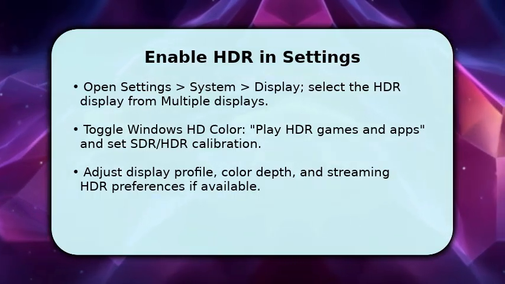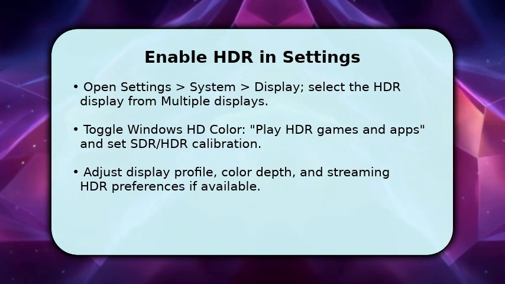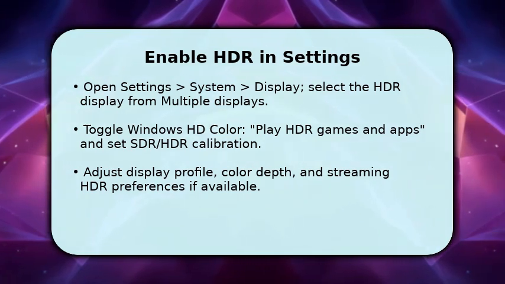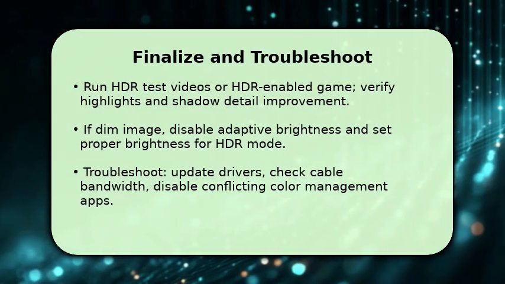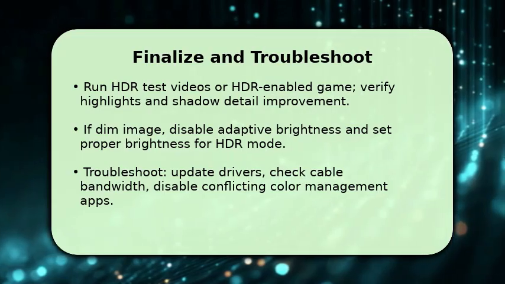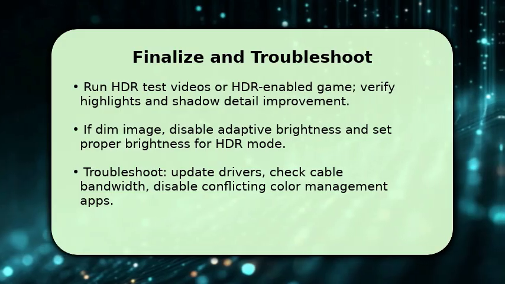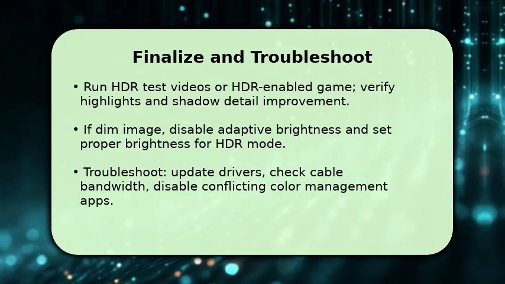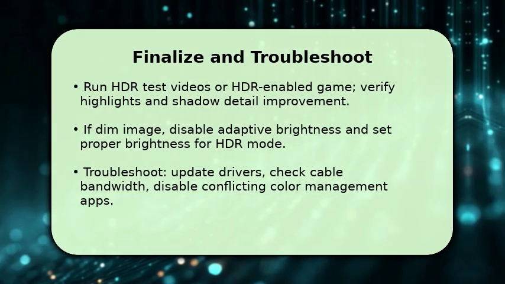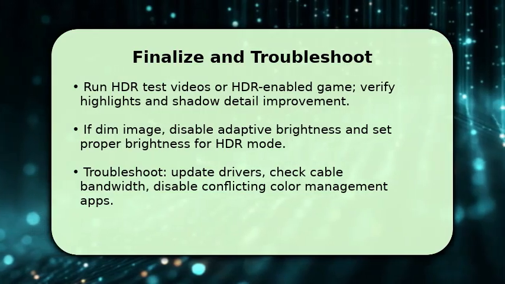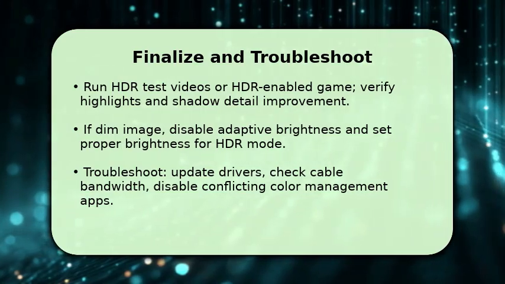After toggling, test with HDR content to confirm visible changes. Finish by testing HDR content. An HDR video or game shows brighter highlights and richer color range. Once done, calibrate brightness, because HDR often appears dim at default SDR settings. Make sure adaptive brightness or dynamic contrast is off.